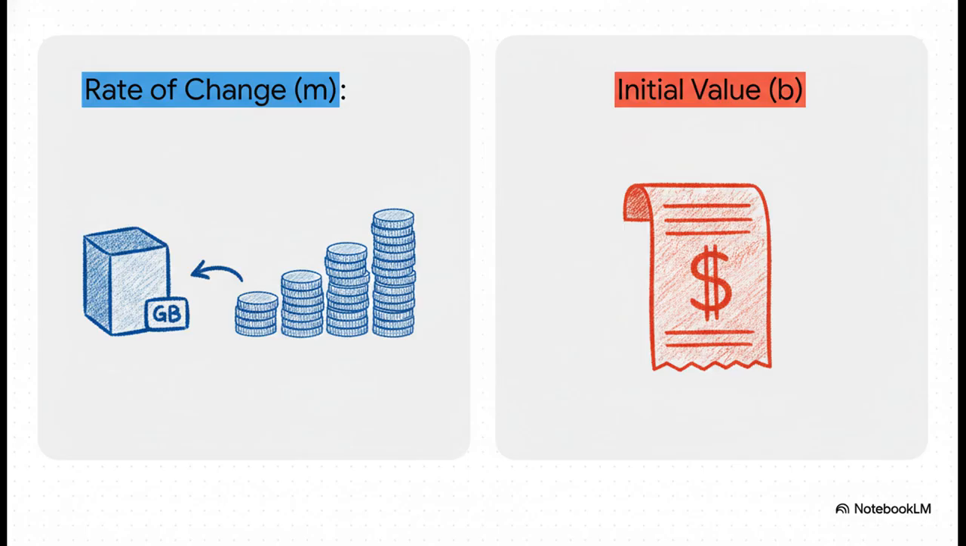That initial value, our b in red, that's the $30 flat fee you have to pay no matter what, even if you use zero data. And the rate of change, our m in blue, that's the $10 for every single gigabyte you use. See, that's the part that changes based on what you do.